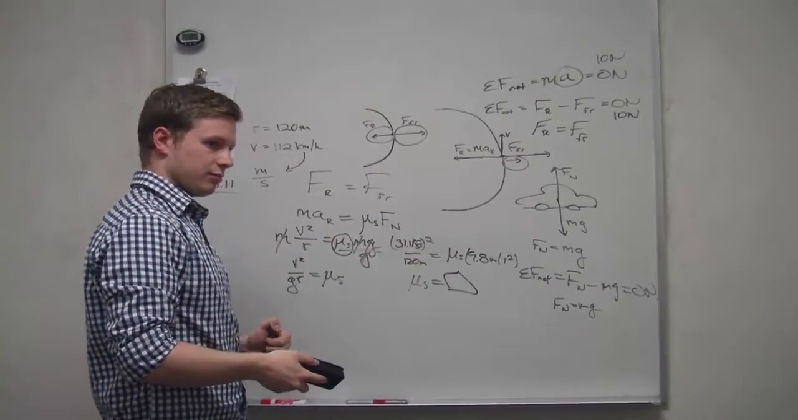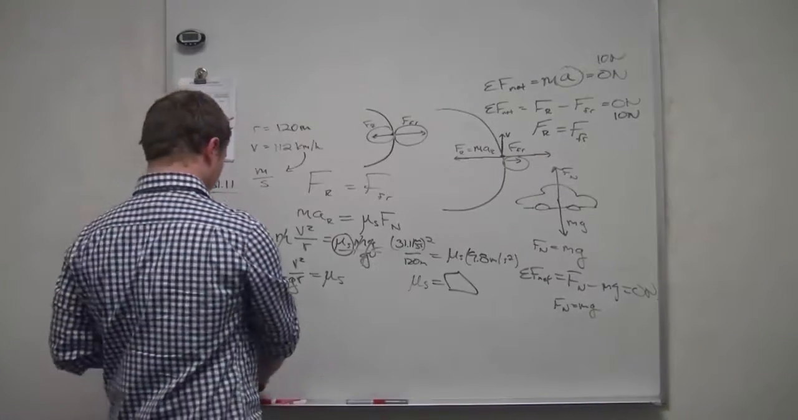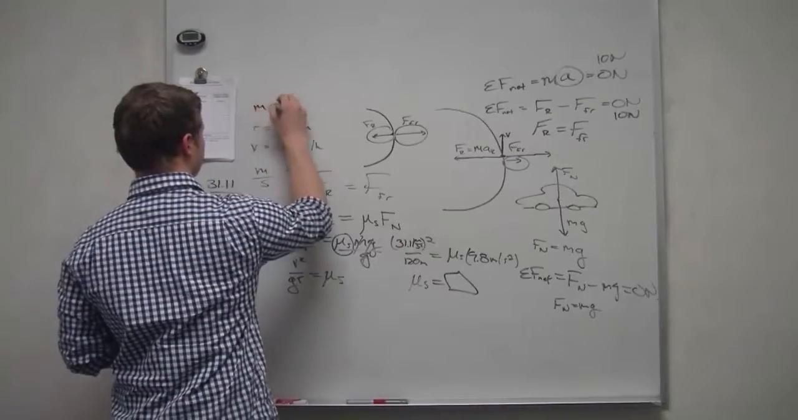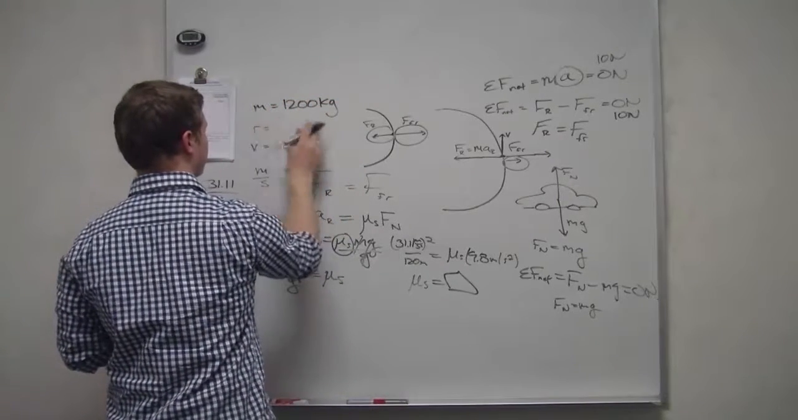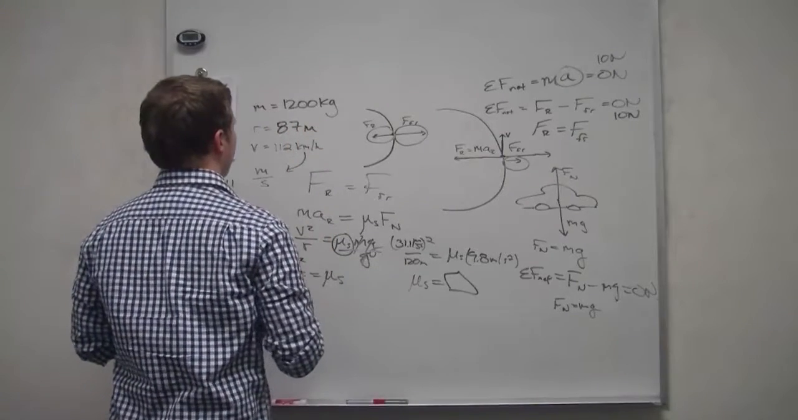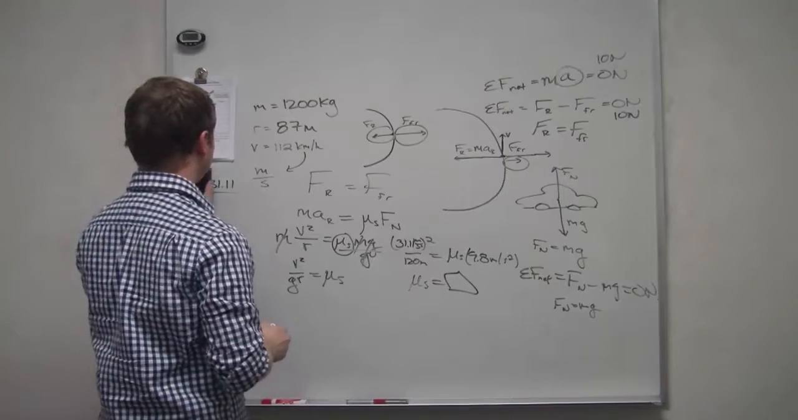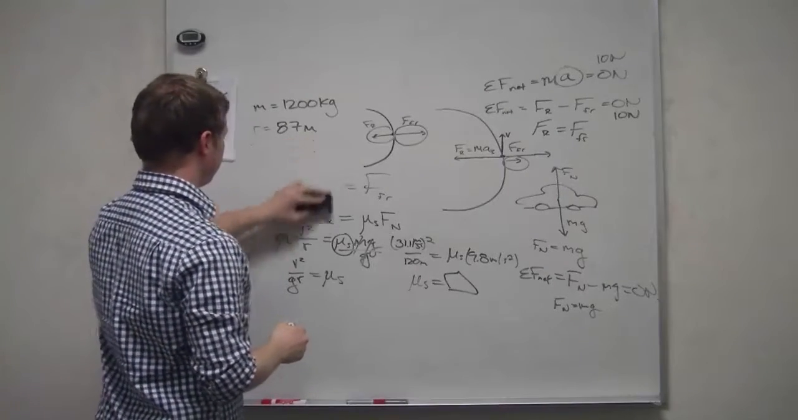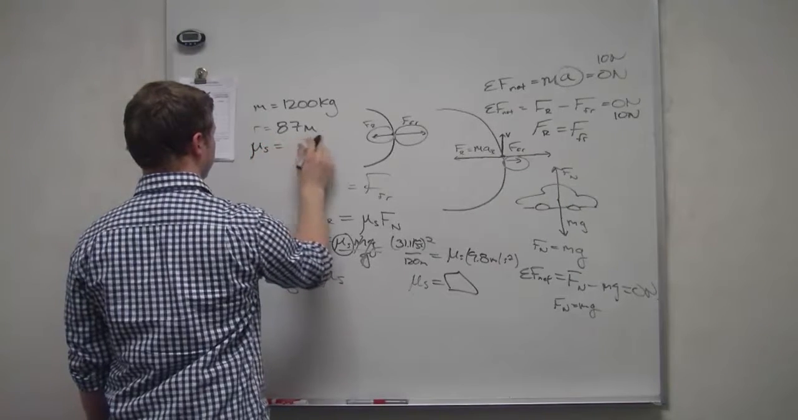It says, what is the maximum speed a car of 1,200 kilograms can round a turn of radius 87 meters on a flat road, if the coefficient of static friction between the tires is 0.45. Static friction? Yes.